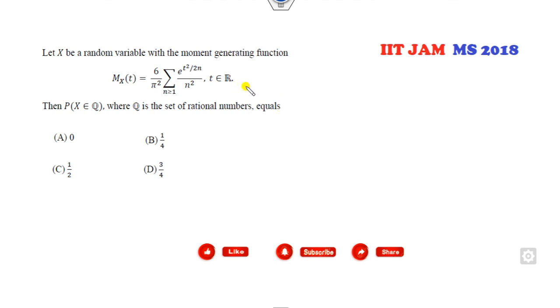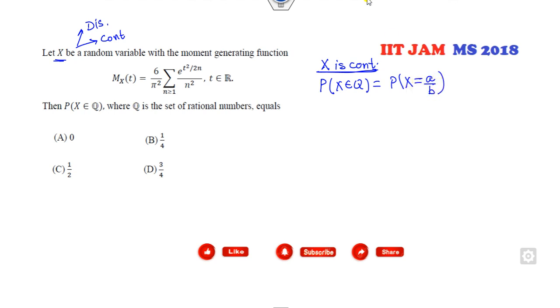Okay, now look at this another one. What is given to you? X is a random variable with the moment generating function given here. What is the nature of X? Is it a continuous random variable or discrete? It is not given to you, so it is your choice which one you want to consider. I can simply consider X as a continuous random variable. Then what is the probability of a rational? Rational means a over b, and we all know the probability at a single point is always 0. So A is the right answer of this problem.